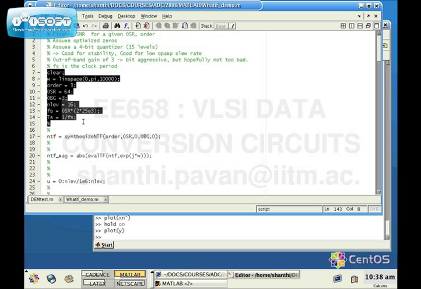Are you able to see the print at the back? Can you read this, Sandeep?